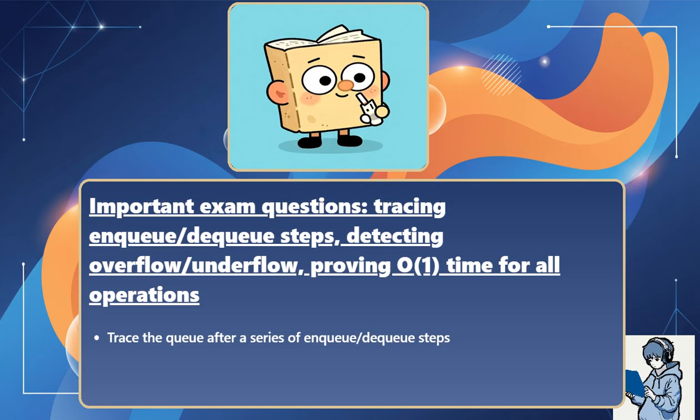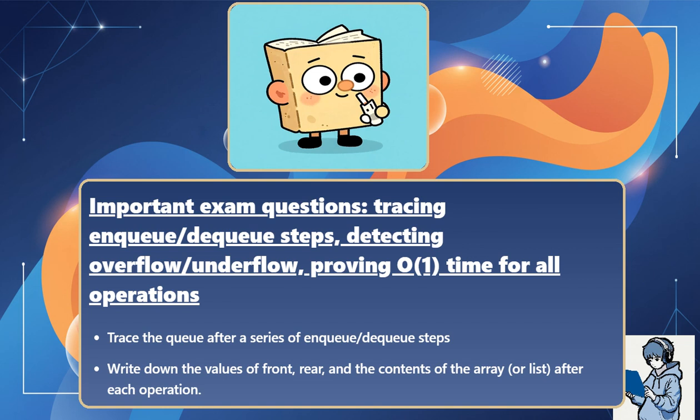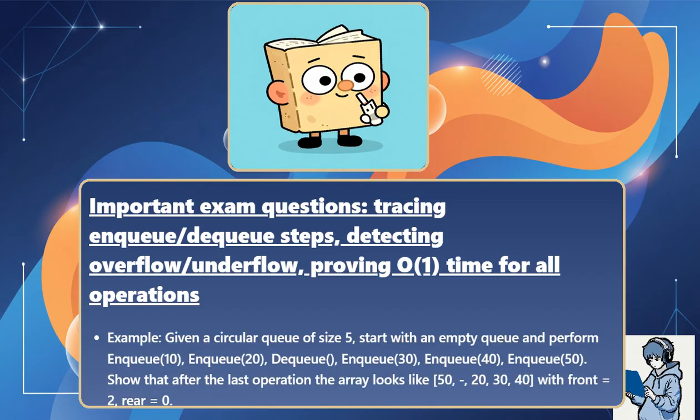Trace the queue after a series of enqueue and dequeue steps. Write down the values of front, rear, and the contents of the array or list after each operation. Given a circular queue of size 5, start with an empty queue and perform enqueue 10, enqueue 20, dequeue, enqueue 30, enqueue 40, enqueue 50. Show that after the last operation the array looks like 50, 20, 30, 40 with front equals 2, rear equals 0.